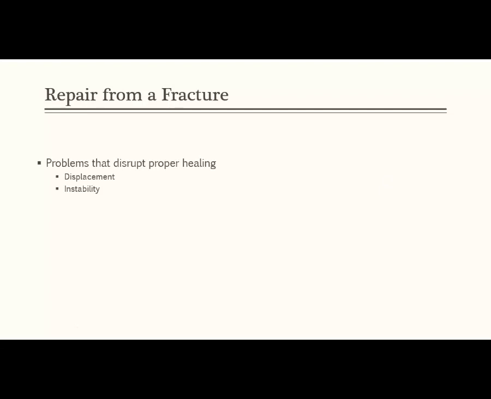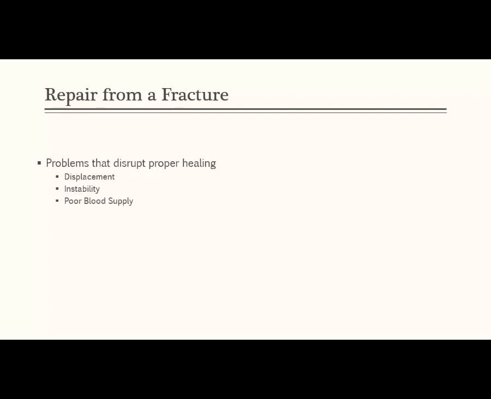Instability. So maybe those ends are next to each other, but the break is through and through, and every time force is applied, there's some movement. That's going to prevent proper healing. So displacement would be why a bone would be set or reduced. A fracture is called reduced when the bone ends are brought adjacent to each other. Instability is treated by stabilizing, which can be either externally with something like a cast or internally with something like a pin or plates and screws.